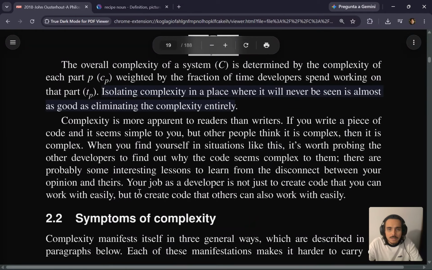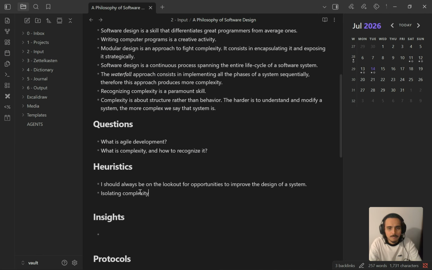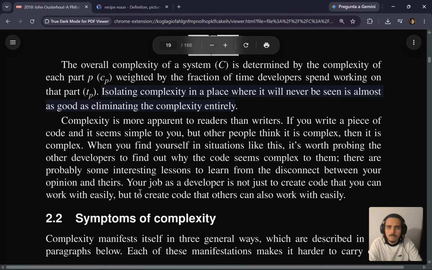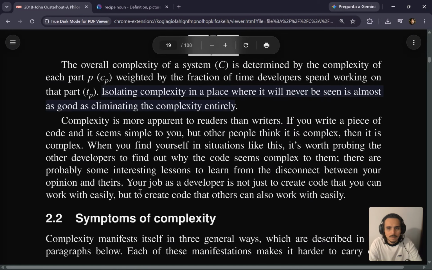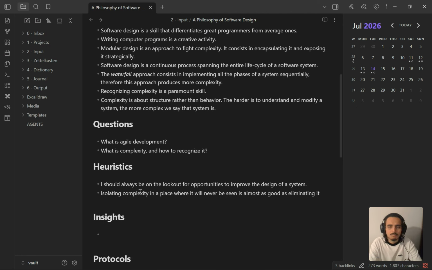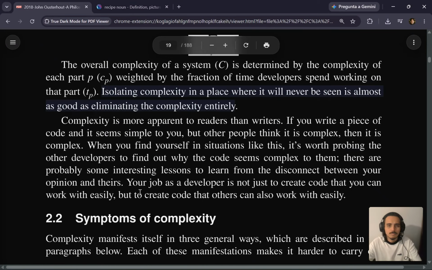Okay, the heuristics. Isolating complexity in a place where it will never be seen is almost as good as eliminating complexity. Complexity is more apparent to readers than writers. I hope this is a point in favor of the idea that you can learn how to read code quickly and effectively without having to write it before, or to have this muscle memory.